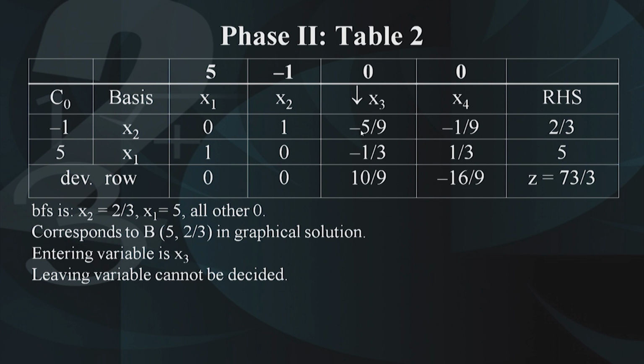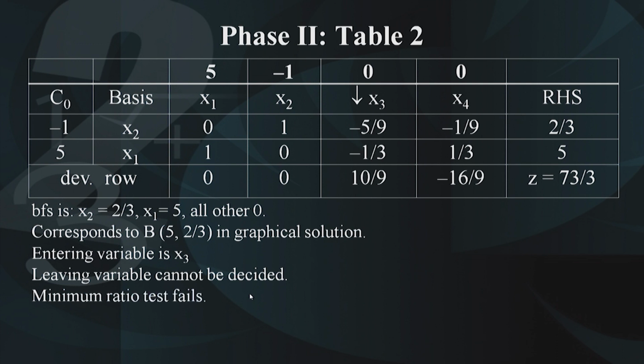How do you see that? This is minus 5 by 9, this is negative, this is minus 1 by 3, this is negative. So, you just cannot apply the minimum ratio test, because as you know the minimum ratio test has to be applied only for entries in the pivot column which are positive. But here we do not have any positive entries, and therefore, the minimum ratio test cannot be applied, and therefore, the leaving variable cannot be decided.